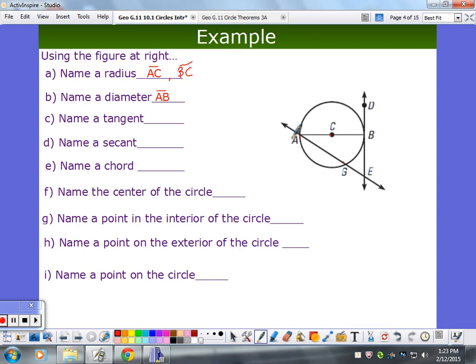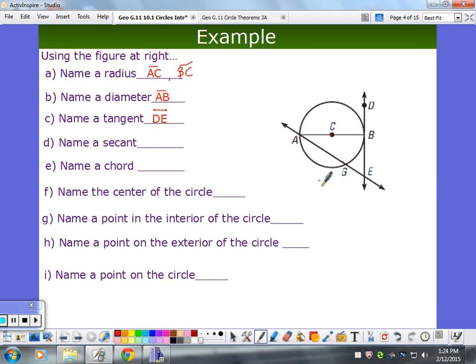AB is a diameter. We could draw other ones, but that's the only one that's showing. Name a tangent line here. Go ahead, Romy, what's a tangent line here? ED. Okay, that one, I called it ED also. You could call it BD, ED, right? Anything that identifies that line.